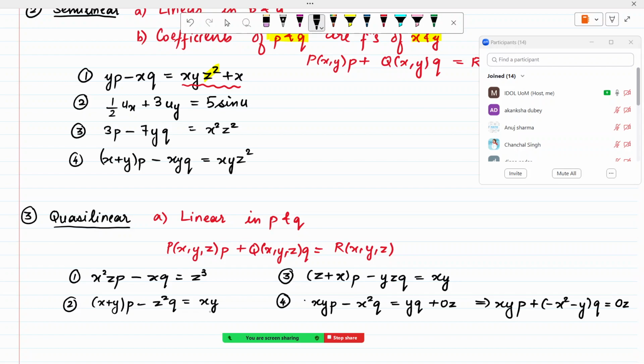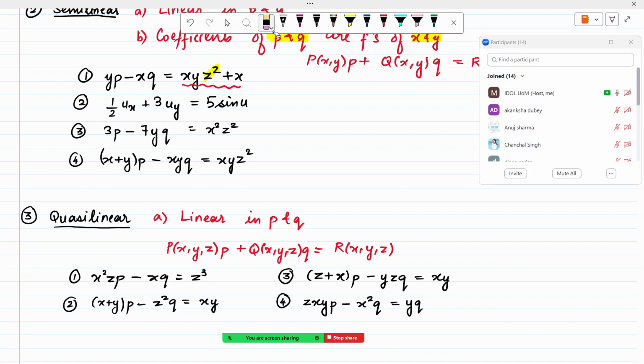To make it quasi-linear, I have to add a z somewhere. The function of z should be present as a coefficient of p and q. Is this understood? Yes, ma'am. Right? So good. When you try, understand what you have actually understood, okay?